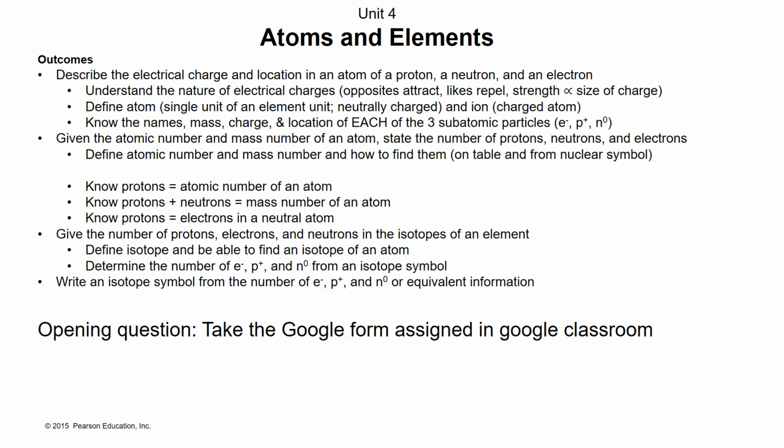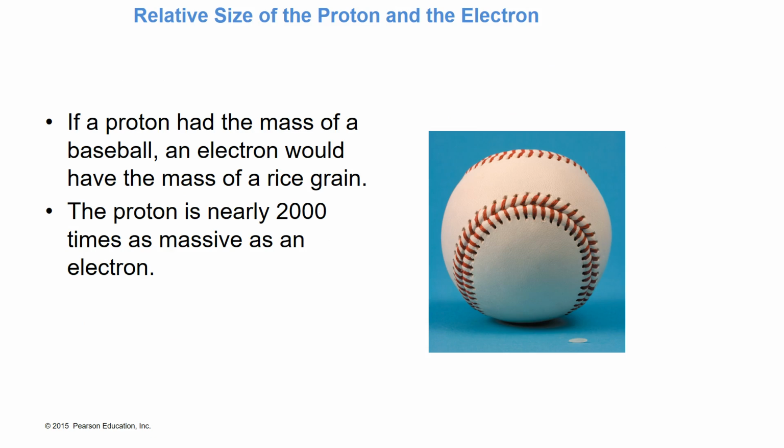And going into that, starting off today, if I had a baseball and I represented that as a single proton, the size difference and mass difference would be relative to comparing a baseball to a grain of rice. All right. So comparatively speaking, the electron is pretty much insignificant in mass compared to the proton and the neutron.